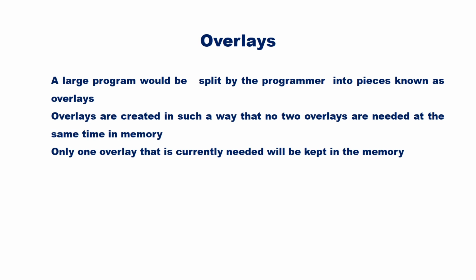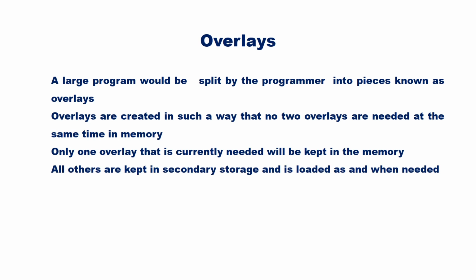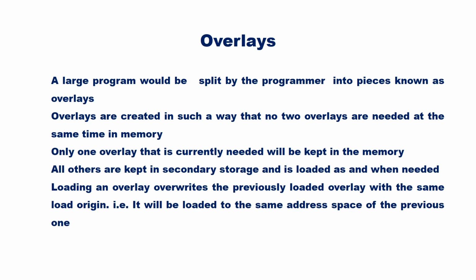Only one overlay that is currently needed will be kept in the memory. All others are kept in secondary storage and are loaded as and when needed. Loading an overlay overrides the previously loaded overlay with the same load origin. That is, it will be loaded to the same address space of the previous one. The swapping of overlays is done by the operating system, but the splitting is the responsibility of the programmer.